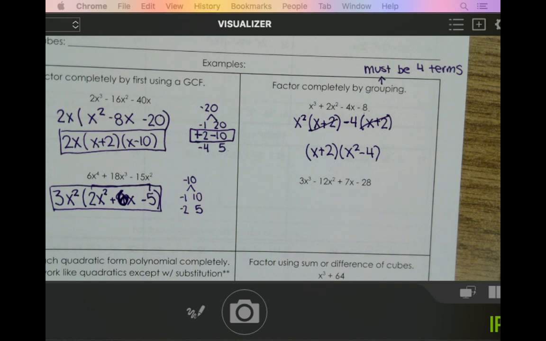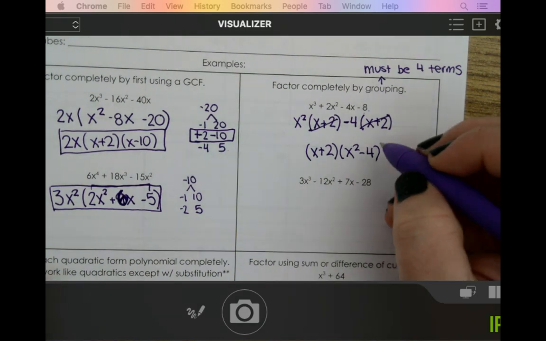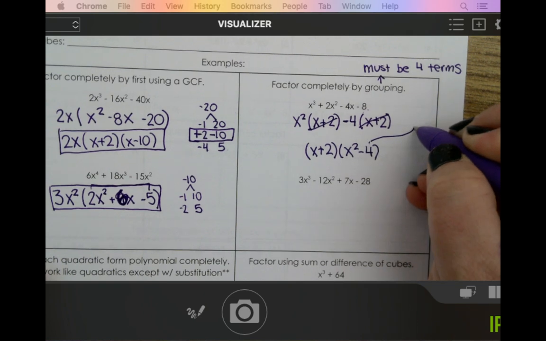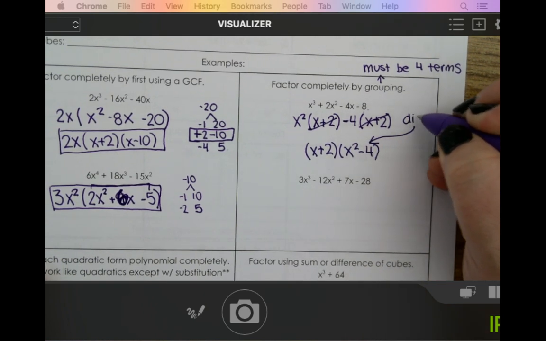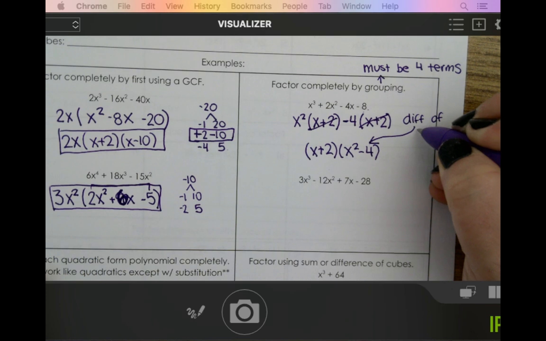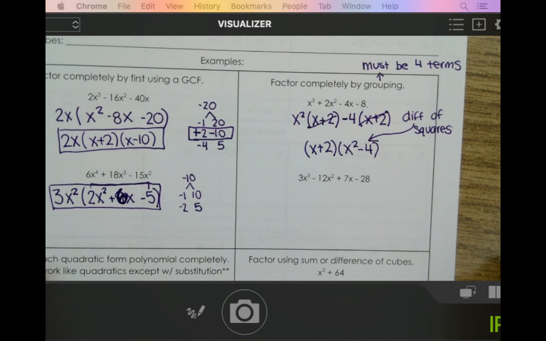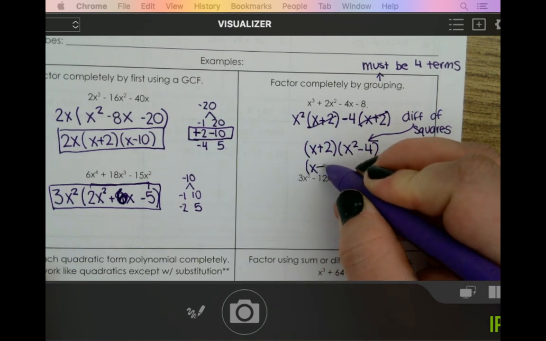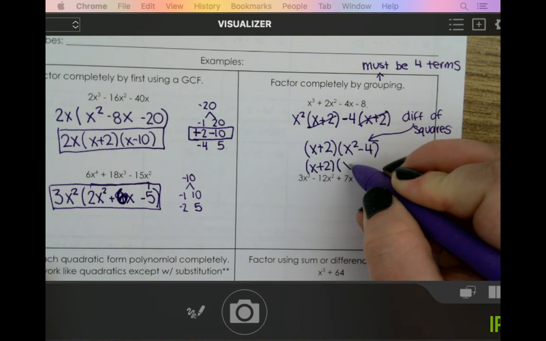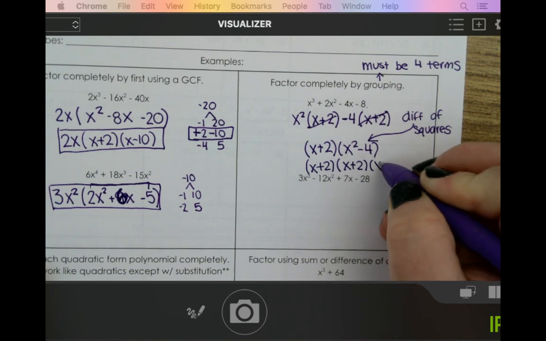And over here, this is difference of squares. And there's going to be quite a few of these on the test. The only way that this needs an extra step is if both of these are perfect squares. And they are both perfect squares. So I'm going to write diff of squares. That's just a fancy way of saying that this can factor more into x plus 2, x minus 2.